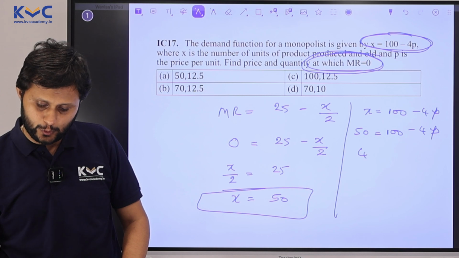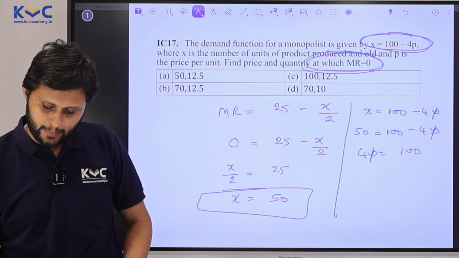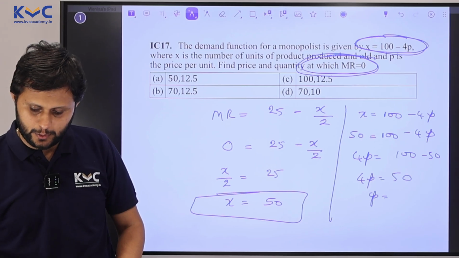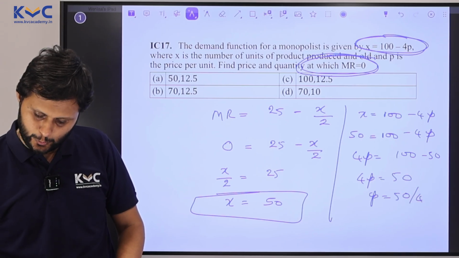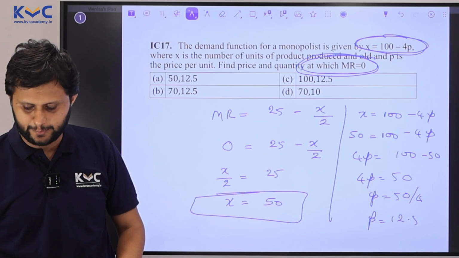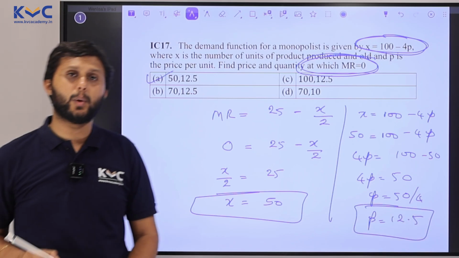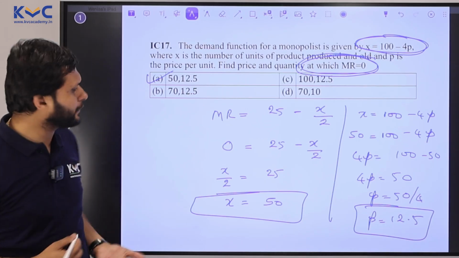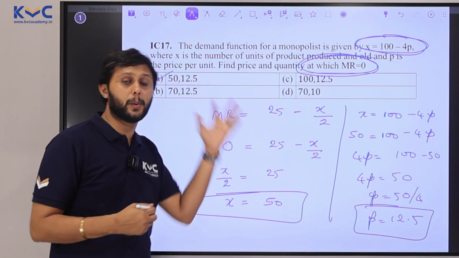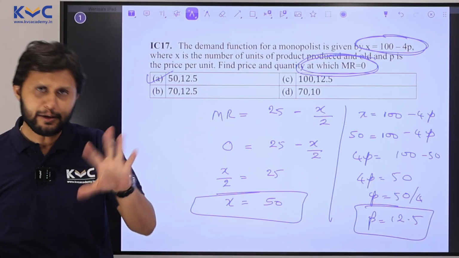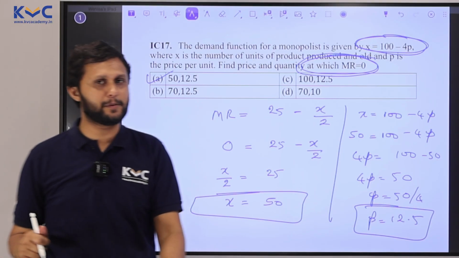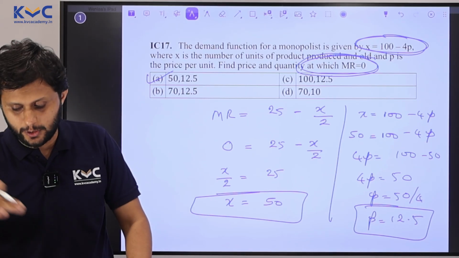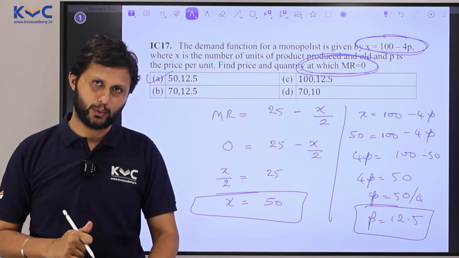Take it to the other side. 4p is equal to 100 minus 50. 4p is equal to 50. P is equal to 50 by 4. P is equal to 12.5. So we have quantity and price to be 50, 12.5. See, soon after 50 I could have stopped because that is the only option which had 50. But if at all there was another option with 50, then we would get confused. In an examination, that's a possibility. So I made sure we get the other value also.